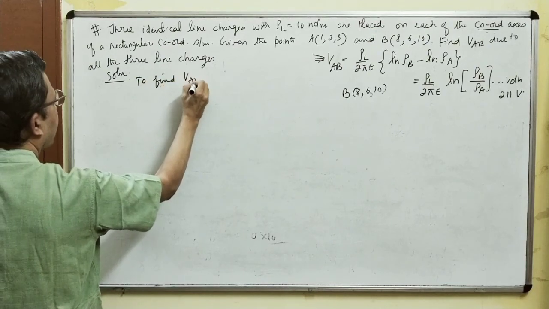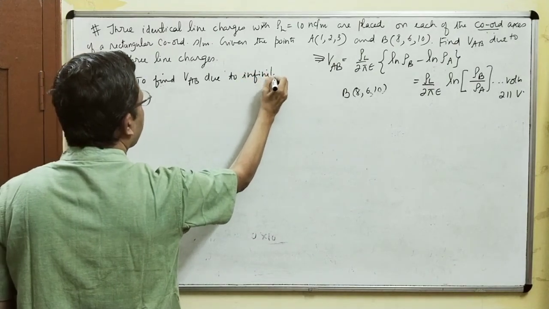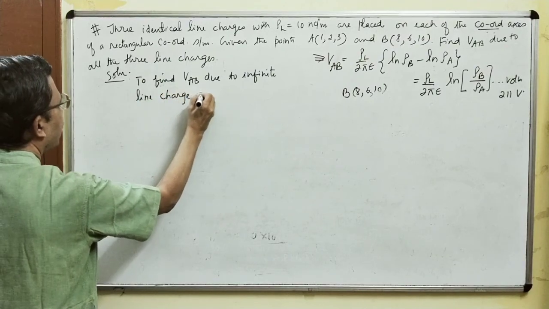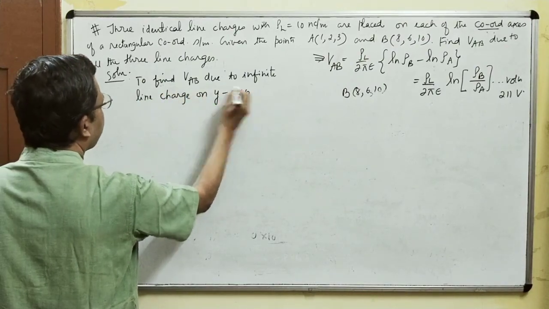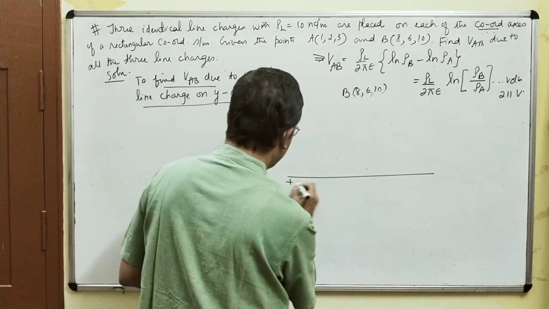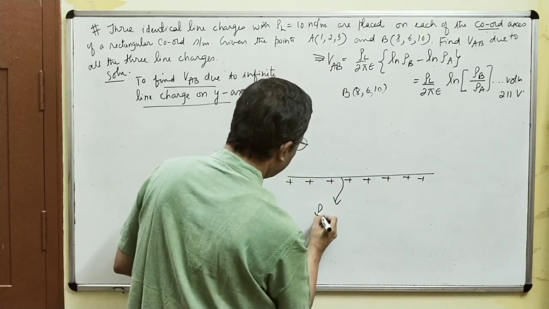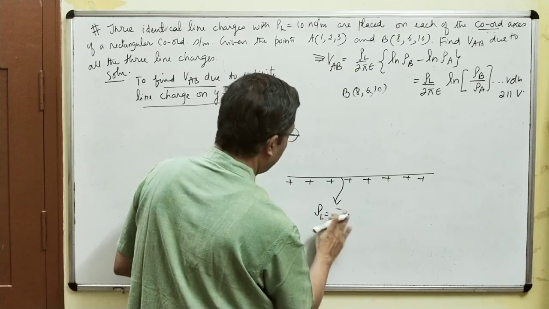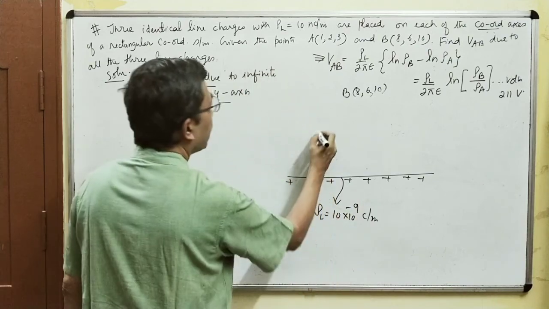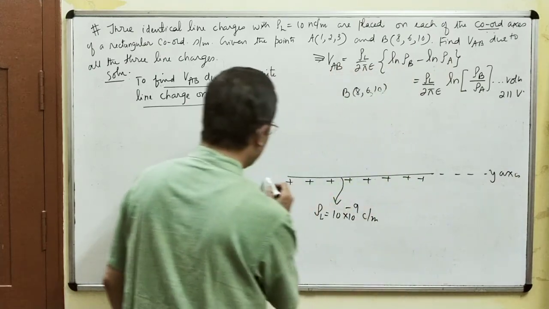To find VAB due to the infinite line charge on the y-axis. Now this is the infinite line charge. It is positively charged. What is the density of this? Rho L is equal to 10 into 10 to the power minus 9 coulombs per meter. It is kept on the y-axis.